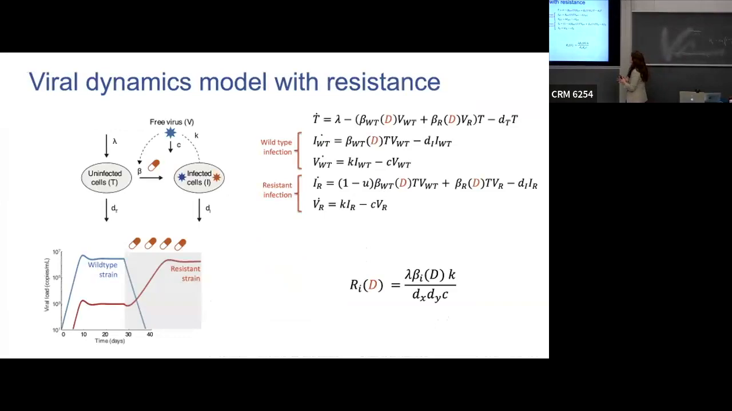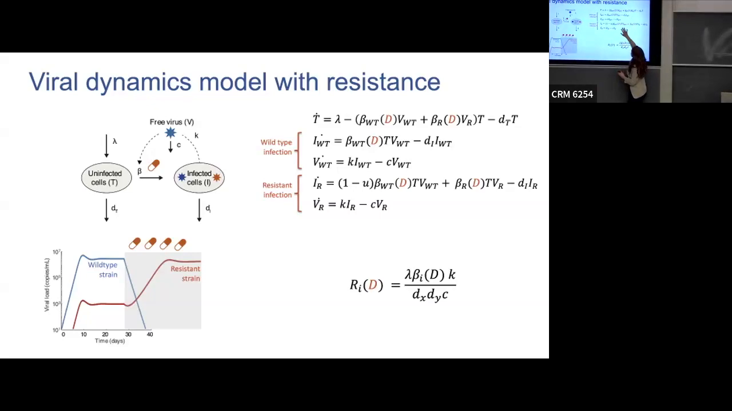The first thing is to expand this viral dynamics model that I showed you before in a way that we can track different strains. Here I'm just tracking 2 strains, a wild type and a resistant strain. There are a few things we need to take into account. One is that now the infectivity of the virus depends on how much drug there is. The second effect is that you can get mutations.